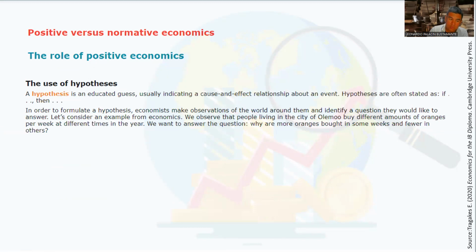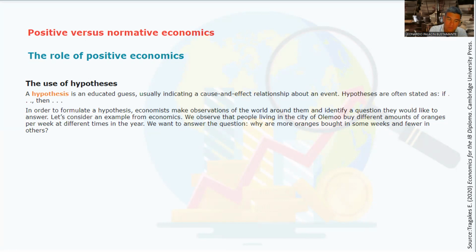What about number two? Point number two, the use of hypothesis. A hypothesis, with an I, is an educated guess. It's an assumption, usually indicating a cause and effect relationship about an event. Hypotheses, plural with an E, are often stated as if, then. So we have a conditional there.